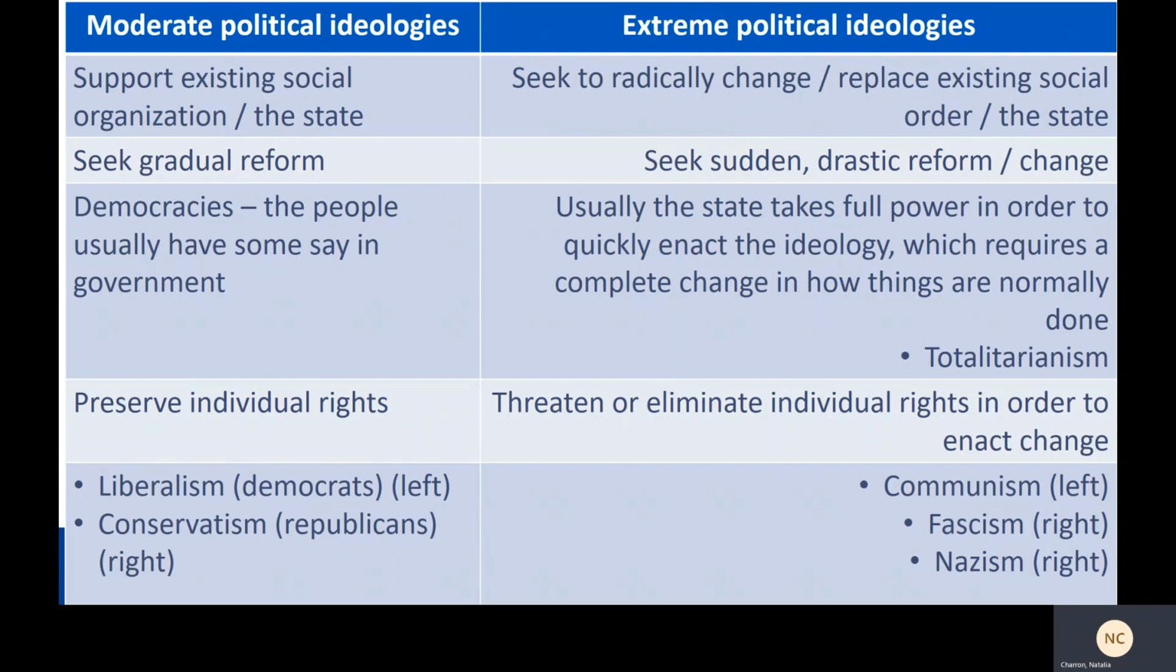With these extreme ideologies, when they come into play, usually the state takes full power to quickly enact the radical change the ideology wants, which requires a complete change in how things are done normally. So radical political ideologies tend to have totalitarian states in 20th century history. And rather than preserving individual rights, they tend to threaten or eliminate individual rights altogether in order to further the goal, whatever the ideology says is the goal. And we're going to study in this unit Soviet communism on the left and fascism and Nazism on the right.